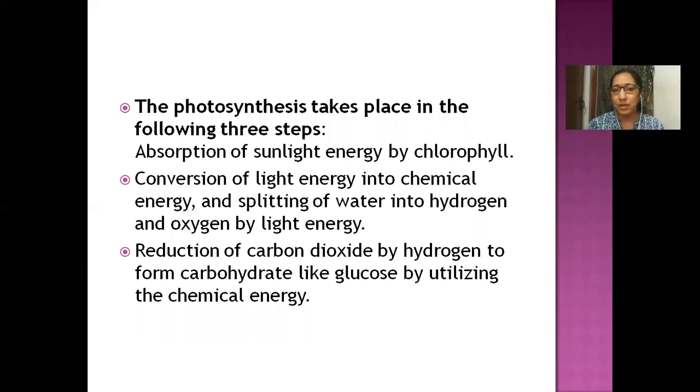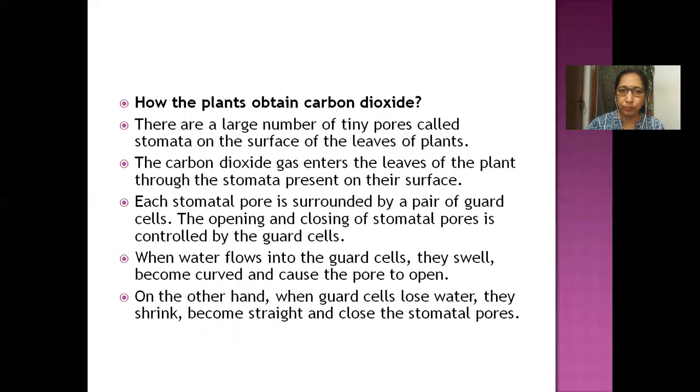The next step is conversion of light energy into chemical energy and splitting of water into hydrogen and oxygen with the help of light energy. The third step is the reduction of carbon dioxide by hydrogen to form carbohydrates like glucose, utilizing the chemical energy. So these are very important in view of our examination.